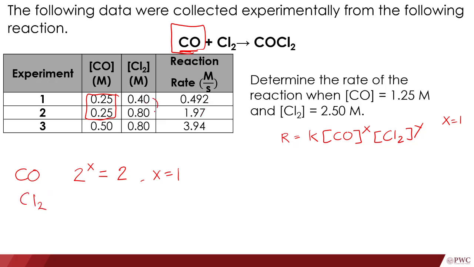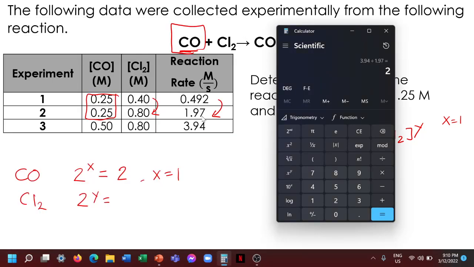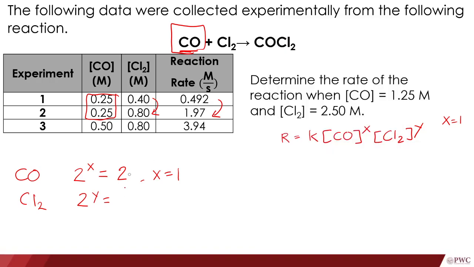So in this case, that's from 0.40 to 0.80. That's increased by a factor of 2 raised to some y power equal to the change in the reaction rate. That's from 0.492 to 1.97. Let's solve that one. 1.97 divided by 0.492. That's equal to approximately 4. So in this case, the change in the reaction rate is by a factor of 4.